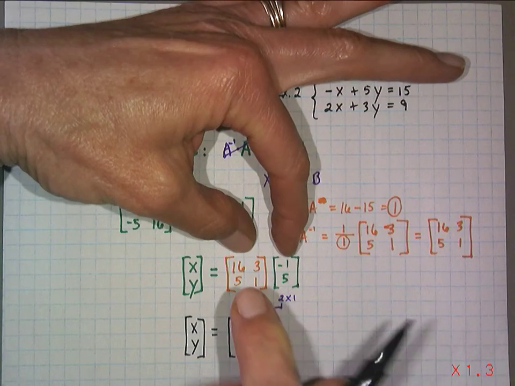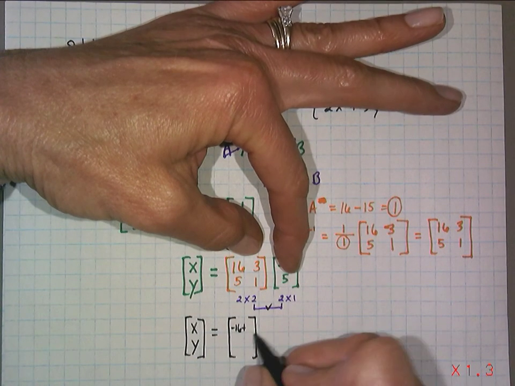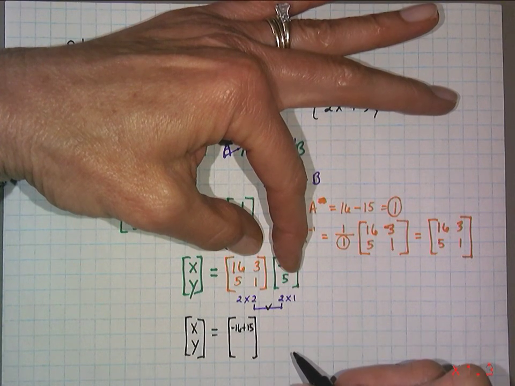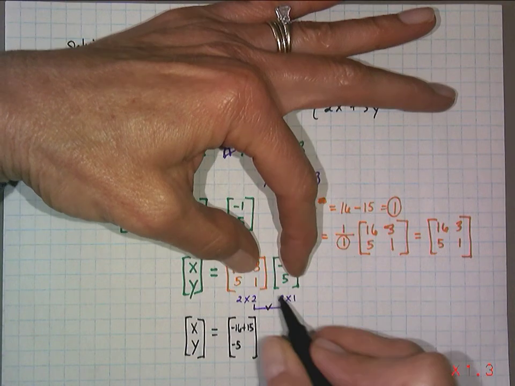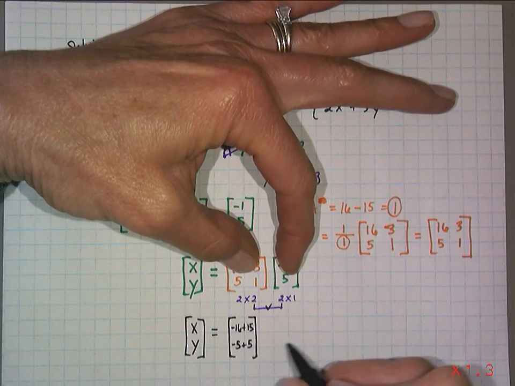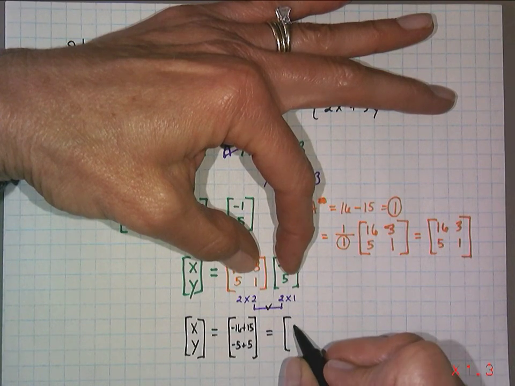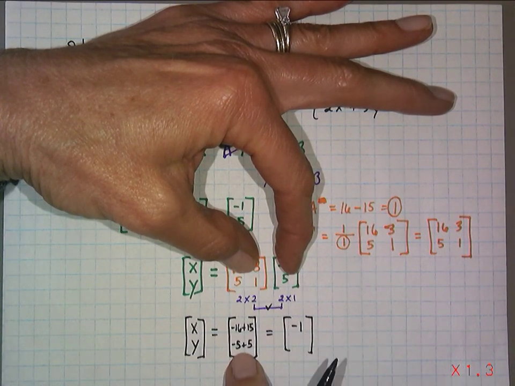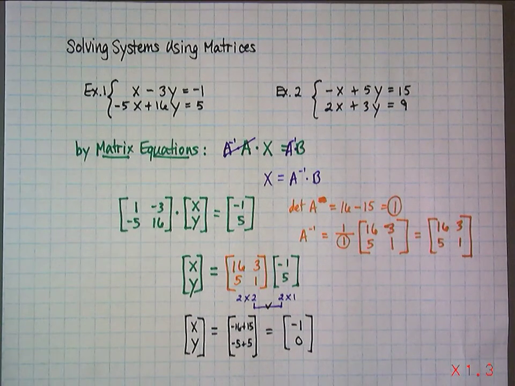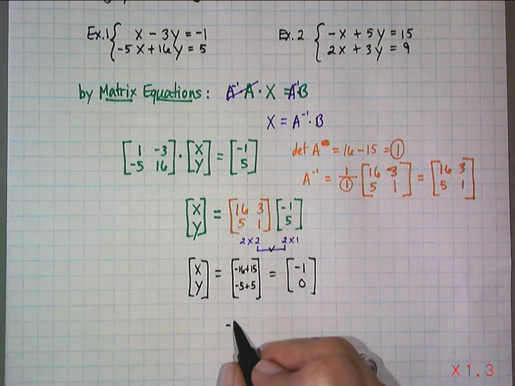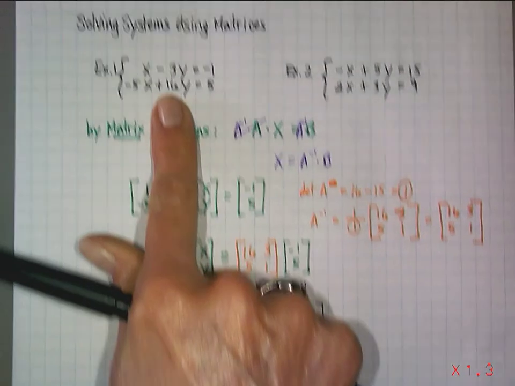So here I go. 16 times -1 is -16 plus 3 times 5, which is 15. I'll add them together in just a minute. Then for the second row, 5 times negative 1 is negative 5. 1 times 5 is 5. So what you're going to see here is the x value is negative 16 plus 15, which is negative 1. And the y value is 0. So the answer to this system, and remember how we normally write the answers to systems as an ordered pair, I would write negative 1, comma 0 as the solution for this system of equations.